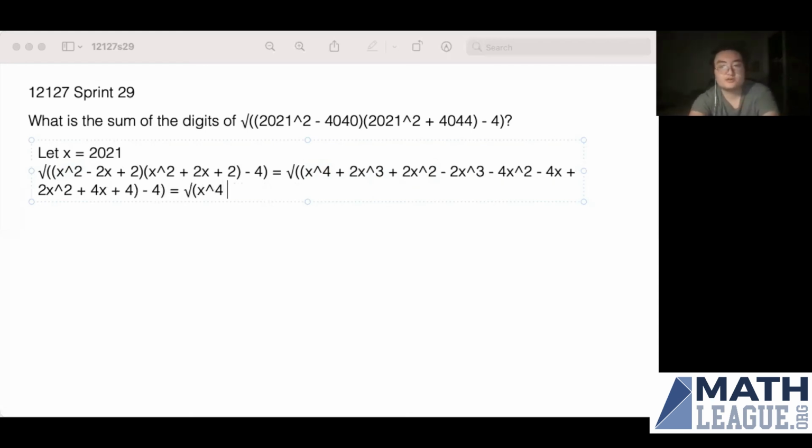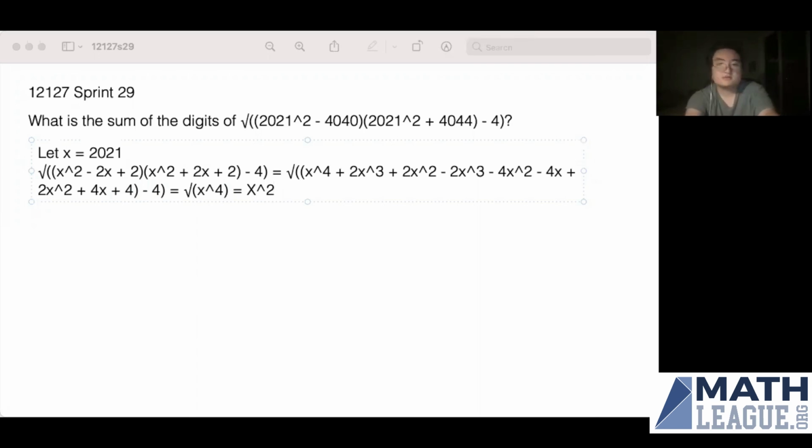That'll be x to the 4th; the plus 2x cubed and the minus 2x cubed cancel out. As for x squared, what do we have? We have a positive 2x squared and a minus 4x squared and a positive 2x squared again, right? So those add up to 0. Plus 2 minus 4 plus 2 is just 0. And now what about the single x terms? You have a minus 4x and then a plus 4x. So it's again 0. And finally, the plus 4 and the minus 4 just cancel out. So you're left with just the square root of x to the 4th, which, as we know, is x squared, right?